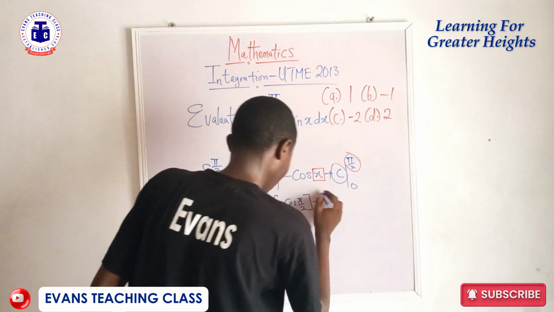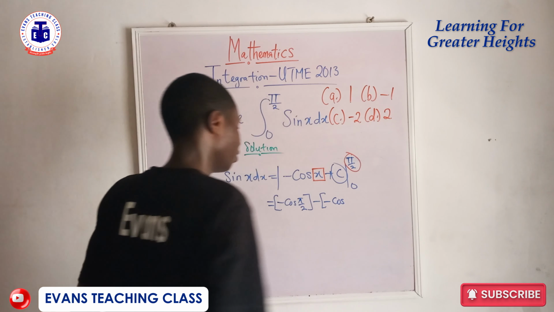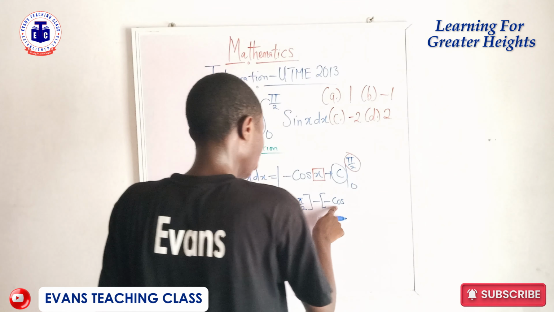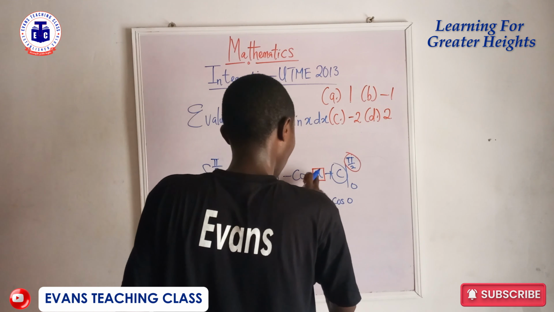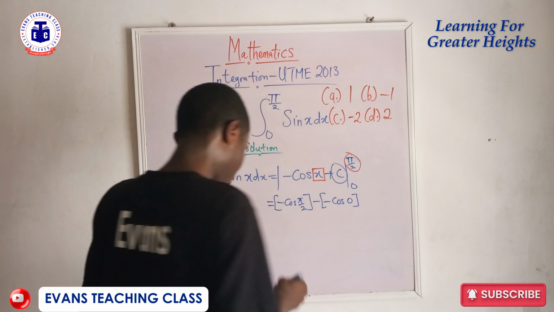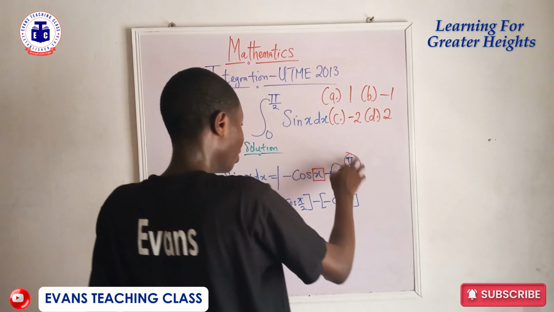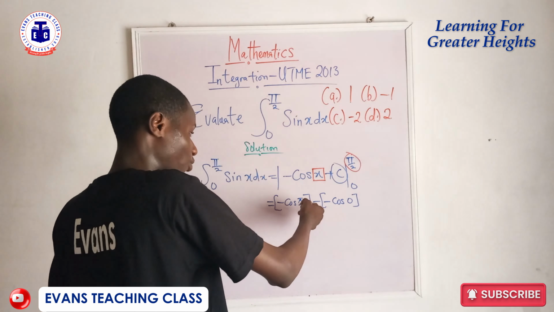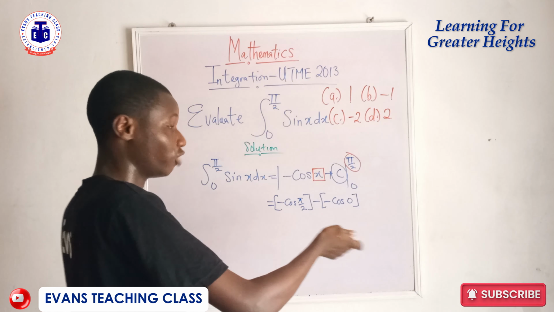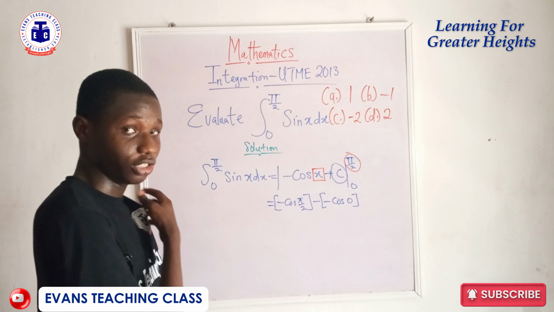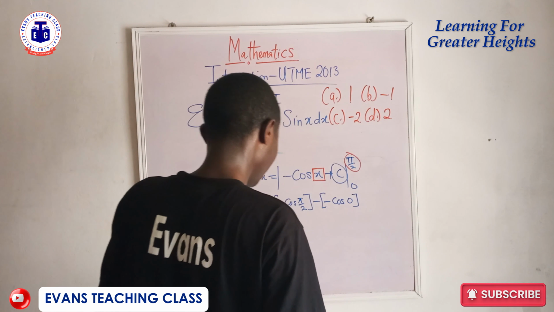The next one, I will now say minus. It will now be minus cos 0 in place of x. Do you get what I did now? I firstly substituted pi over 2 for x. Then I minus it. Then I substitute 0. I remove c. You don't need c because we have substituted for the value. Do you understand? So now what is cos 0?